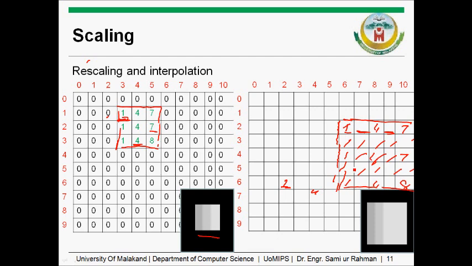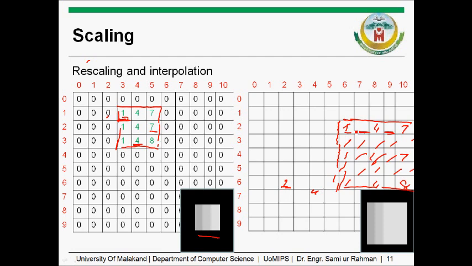For this part we can either consider 1 or 4. Here the actual pixel is 0, but if we consider 0, it will not be the original object. So we can either replace this by 1 or 4 or the average of 1 and 4. So there are these different techniques to fill these blank spots.